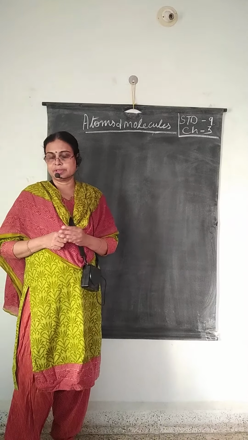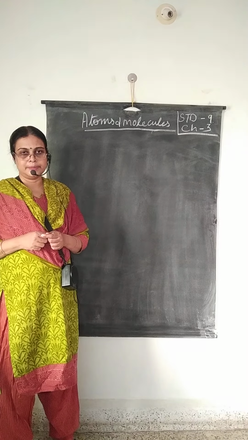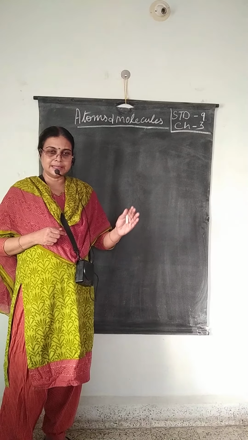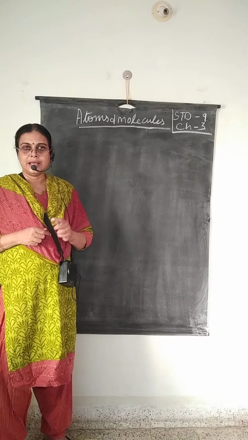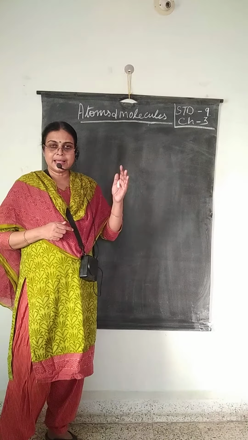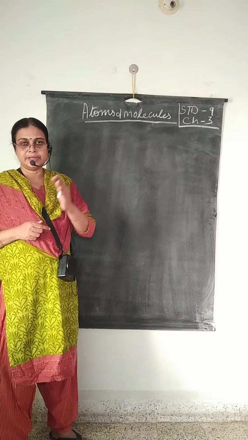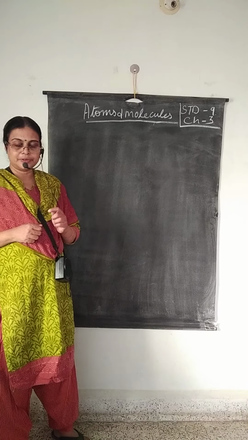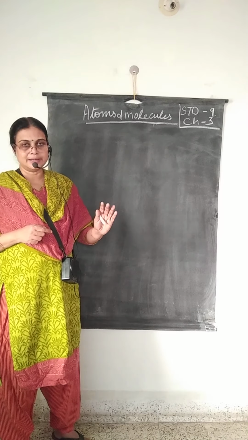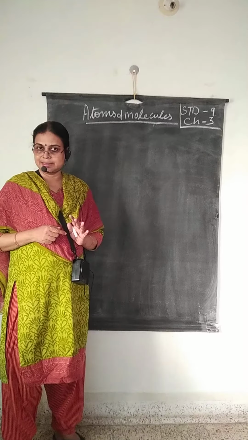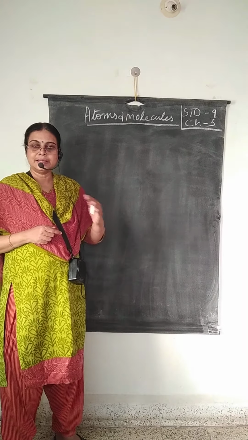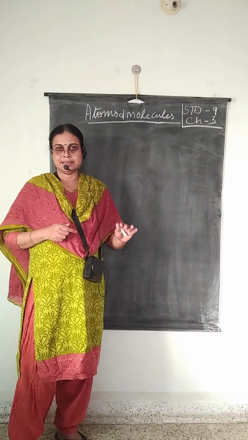Now, there are some rules for writing the chemical formula. The first rule: the valency of the first element should be written under the second element, and the valency of the second element should be written under the first element. The second rule is that if the valency is 1, there is no need to write anything under that. The third rule is that if the valency is the same, then also there is no need to write anything under the element.